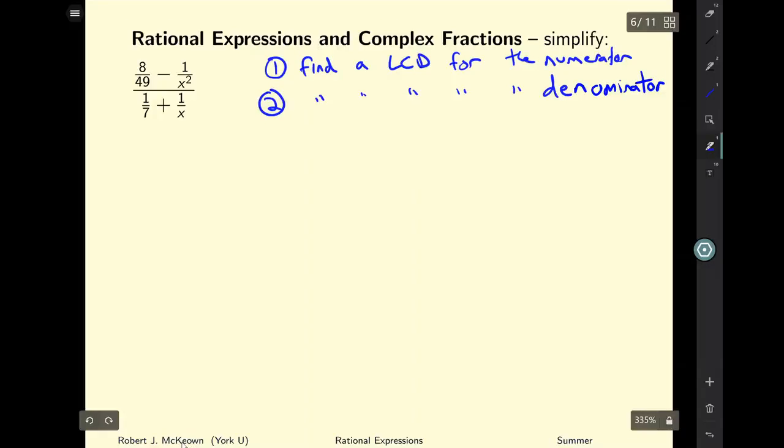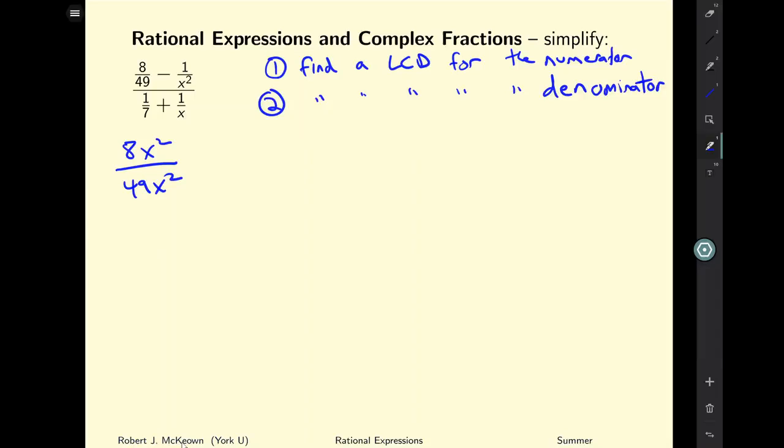I don't like to see non-common denominators. So that's something that I like to jump on and fix right away. So starting with the numerator, I've got x squared on one side and 49 on the other. So for this first term, 8 over 49, I'm going to multiply it by x squared over x squared, or I'm going to multiply both the numerator and denominator by x squared. That way I'm following the rules of algebra.